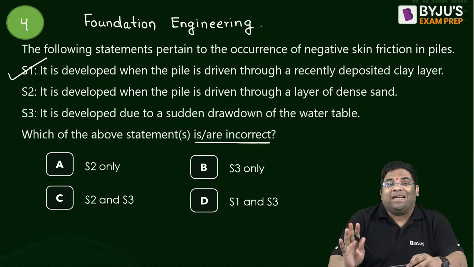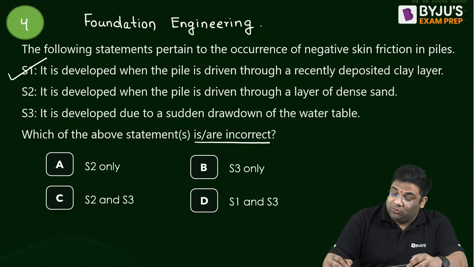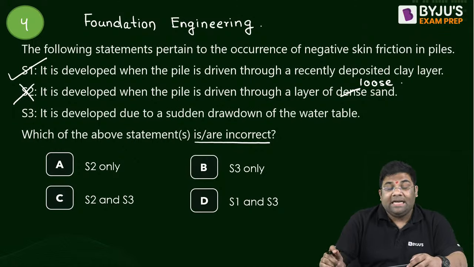So it will develop what? Negative skin friction. It is developed when the pile is driven through a layer of dense sand. In dense sand it won't. It should be loose sand. So I can say S2 is incorrect. It is developed due to sudden drawdown of water table.